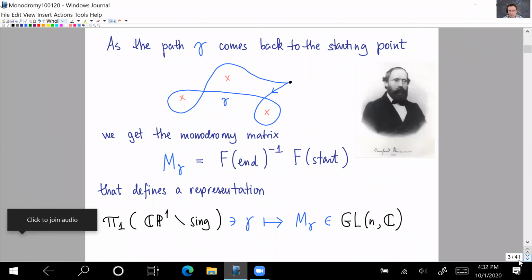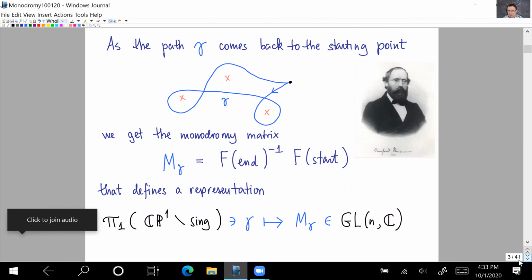a representation of the fundamental group of, well, I had an equation with rational coefficients, so it was defined on, say, the projective line without the singularities of the equation. So I get a representation of the fundamental group of that by matrices, and that's called the monodromy.